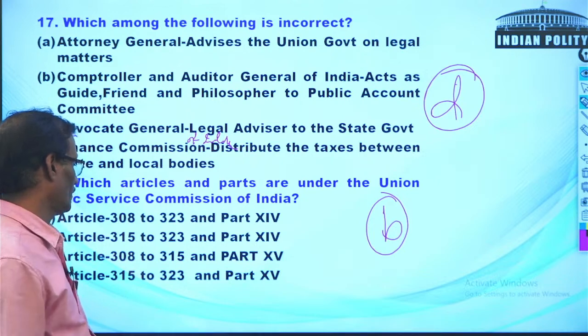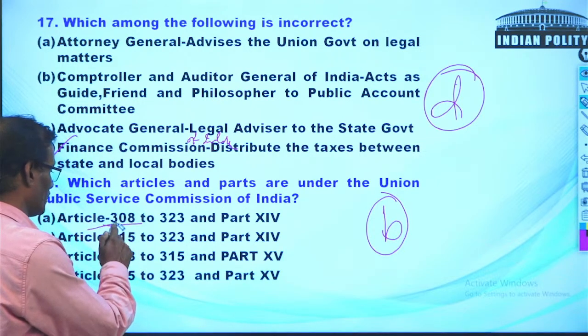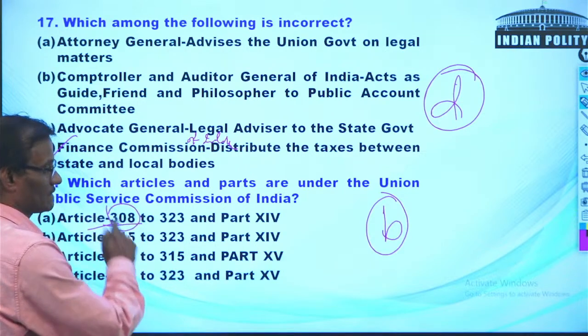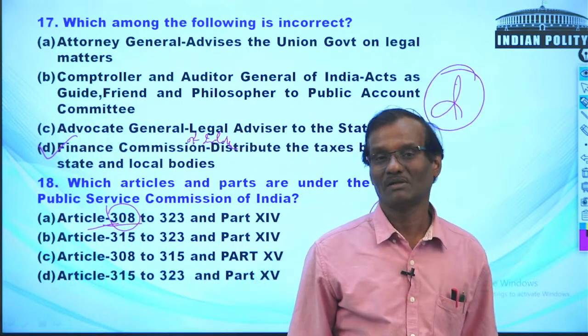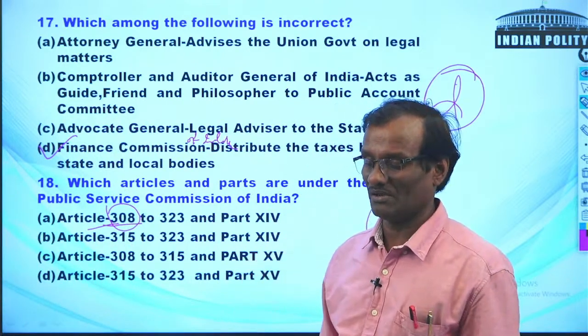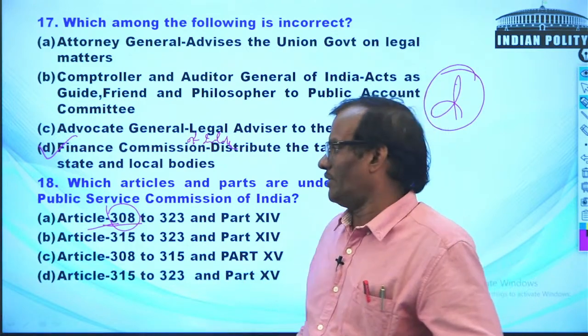It could have been A, it can be, but it is not. It is about the civil servants. 308, 309, 310, 311. For example, 311 deals with disciplinary actions against a civil servant.